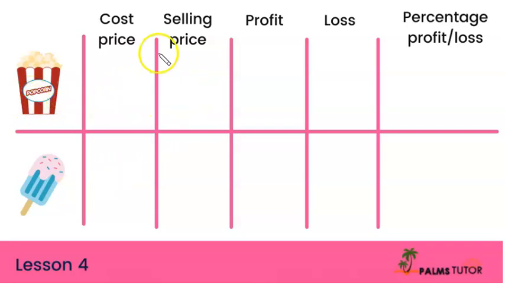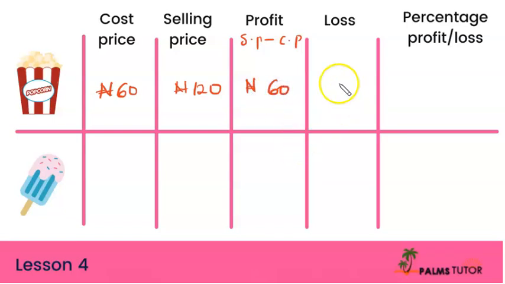So we have a popcorn here, and the cost price is 60 naira, and the selling price is 120 naira. Is this a profit or a loss? Of course, this is profit because the selling price is greater than the cost price. So we say selling price minus cost price, and we have 120 minus 60, and that gives us 60 naira. It is not a loss. So are we calculating percentage profit or percentage loss? Since we made a profit, we are calculating percentage profit in this case.